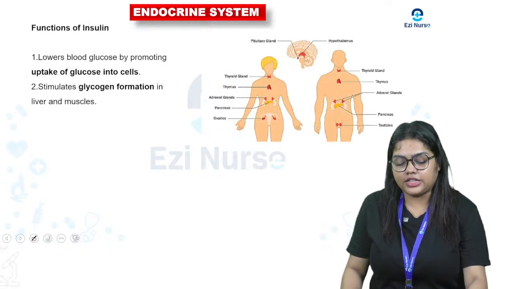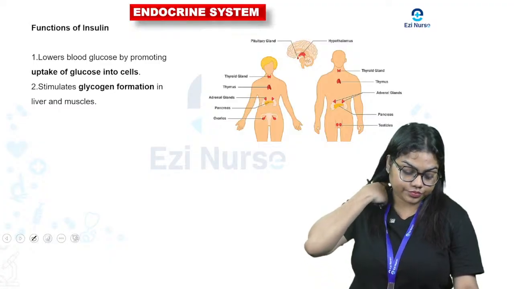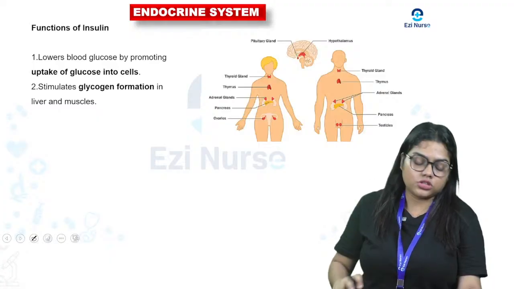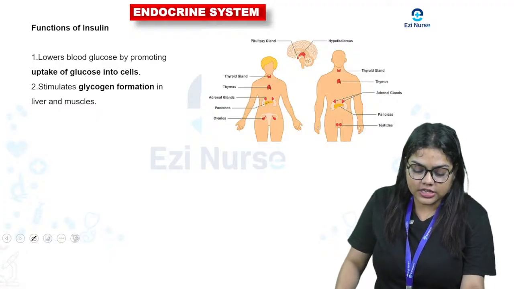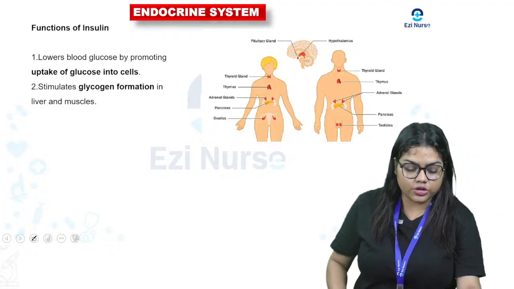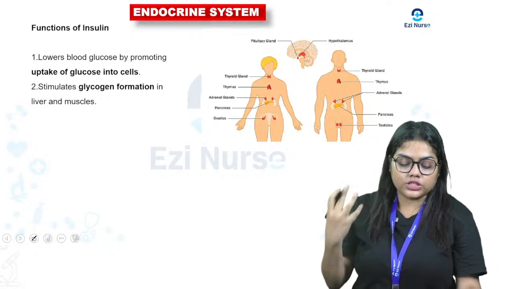Next is the endocrine system. So the endocrine system is the system that secretes the hormones and controls the bodily functions. One endocrine hormone is insulin. Okay, it lowers the blood glucose by promoting uptake of glucose into cells.